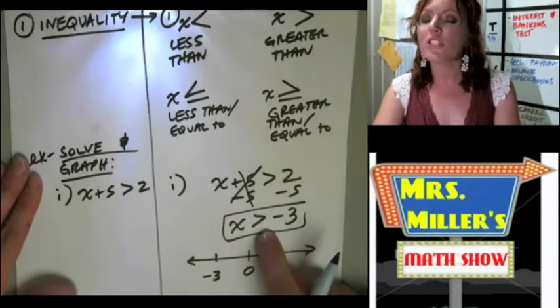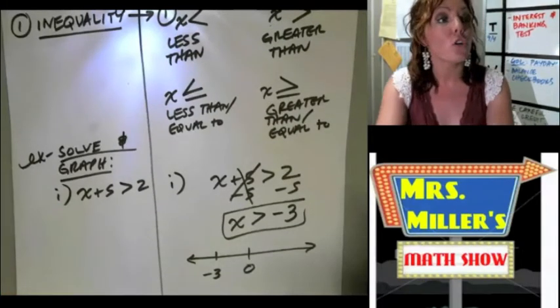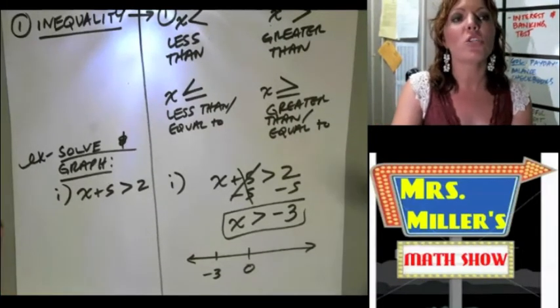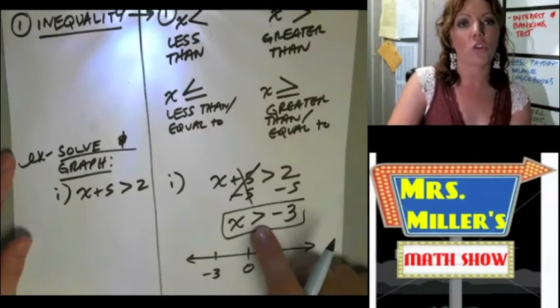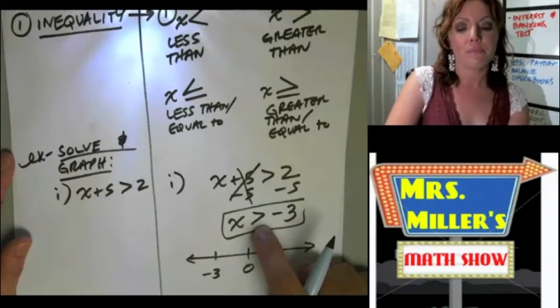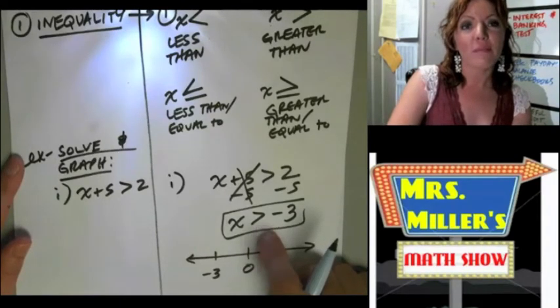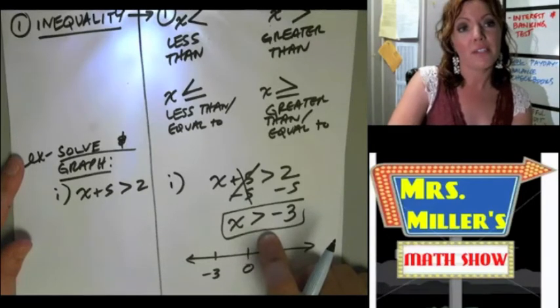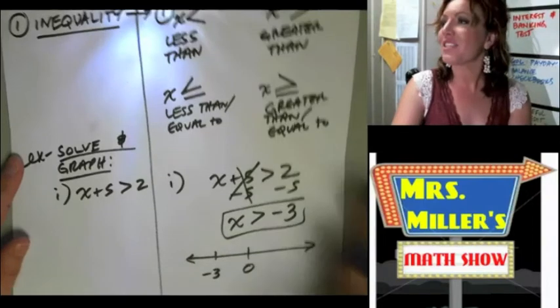Now, if it's greater than, we have two options here. It's either an open circle or a closed circle. So let's do this. Clap if you think that greater than means you have an open circle. Okay. Clap if you think that greater than means you have a closed circle. Clap if you don't really know. Okay, that's good. All right.